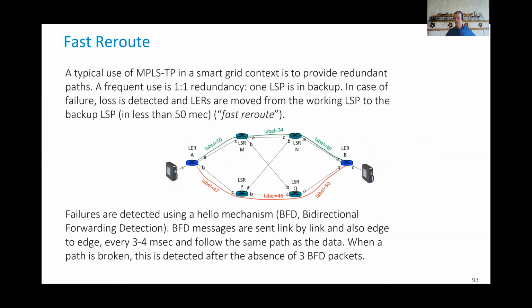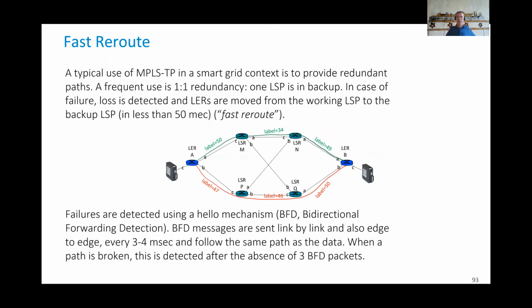Why do people use MPLS rather than IP? One of the reasons is private addresses, like we've discussed before. Another reason in the context of industrial networks is the ability to have what is called fast reroute.